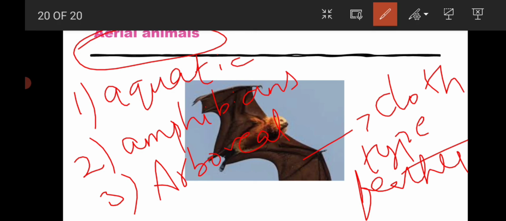So for the next class we are going to see the adaptation based on food habits, that is the carnivores, herbivores, omnivores, parasites and the scavengers.